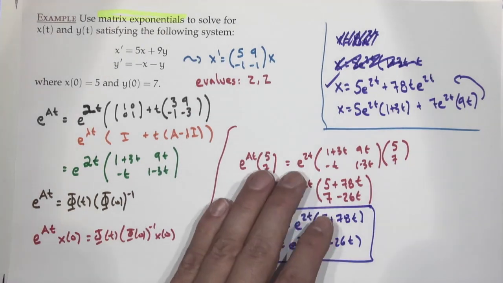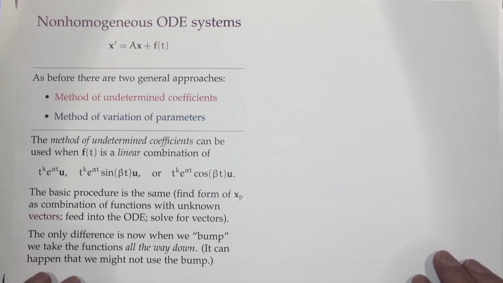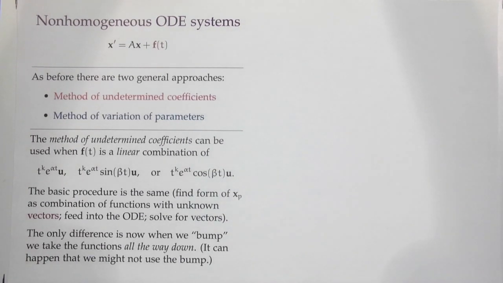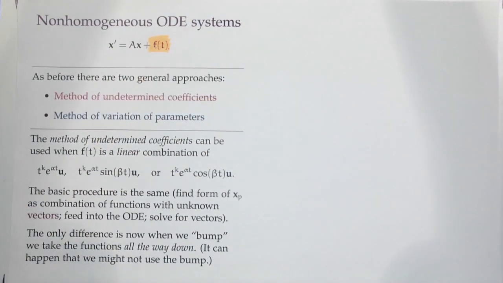Then we're ready to switch gears and bring up our last major topic before the next exam: non-homogeneous ODE systems. In other words, we're adding something there. We've been talking about x prime equals Ax. Now we're going to go to x prime equals Ax plus something. You say, well, how do we handle this? We've dealt with non-homogeneous problems before. We know a little bit of how to handle this.